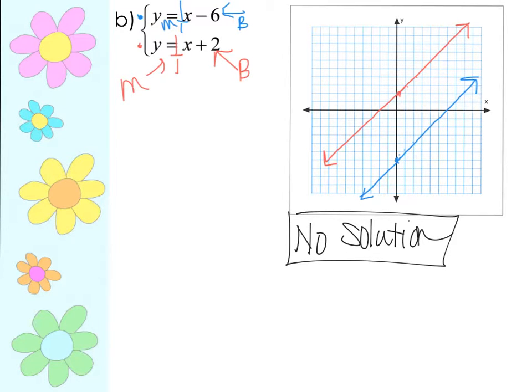So that means there's nothing for us to check at all, because no matter what ordered pair we pick, we could go years picking random ordered pairs and nothing would ever work in both of them.